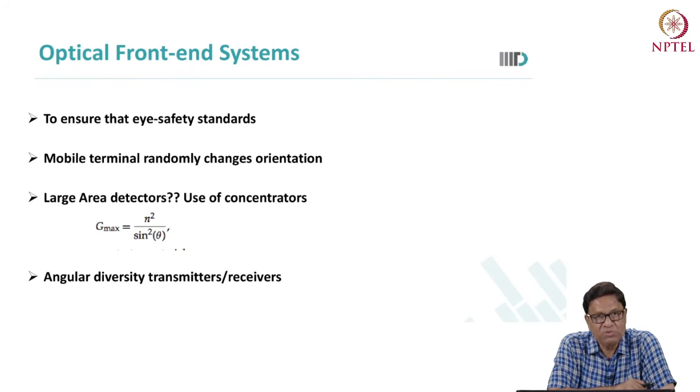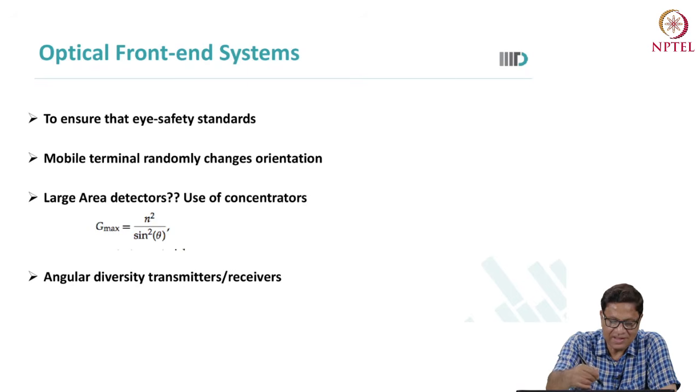Also, we want to use very large area detectors, because I want to capture the light coming from line of sight and non-line of sight, so that I get a good signal onto the detector. But the moment I make a large area detector, the capacitance of the device increases, which will limit your speed of communication. So there is a trade-off. And then one can use concentrators. Again, the physical size of the concentrator is one of the constraints one has to worry about.